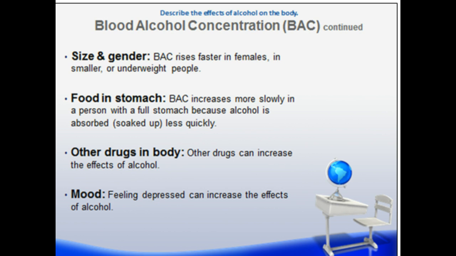Your size and your gender also have a lot to do with blood alcohol concentration. BAC rises faster in females, in smaller and underweight people. So those of you who are female, who may be small frame or underweight, need to be really careful when drinking alcoholic beverages. Food in the stomach: BAC increases more slowly in a person with a full stomach because alcohol is absorbed or soaked up less quickly. Other drugs in the body have an effect on BAC. Other drugs can increase the effects of alcohol. Your mood, feeling depressed, can also increase the effects of alcohol.